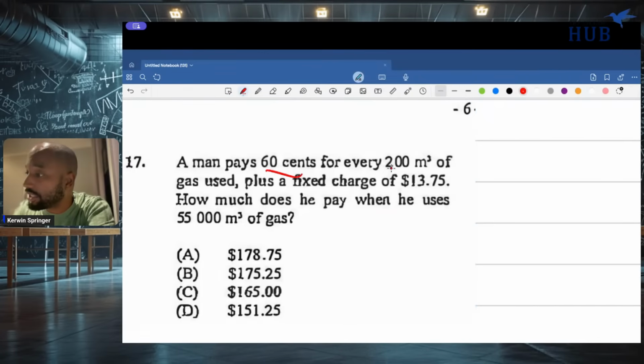A man pays 60 cents for every 200 plus a fixed charge of this. How much does he pay? Did we do this already too? And I divide, and what was the answer? Are they starting to hit me repeat?